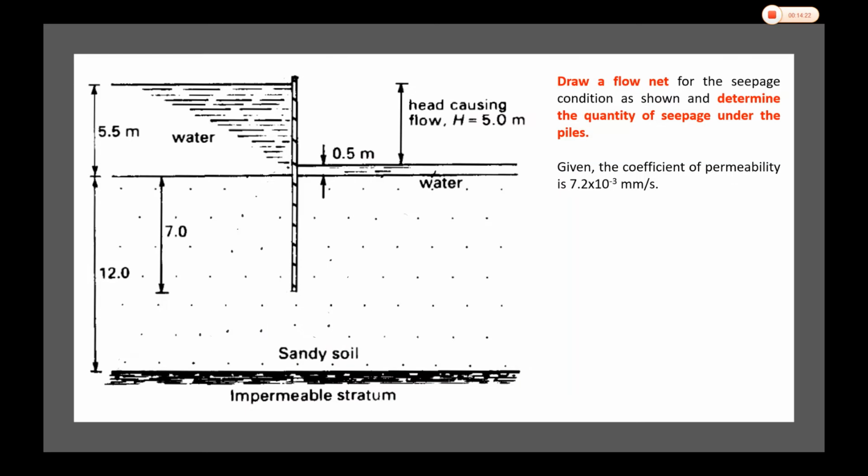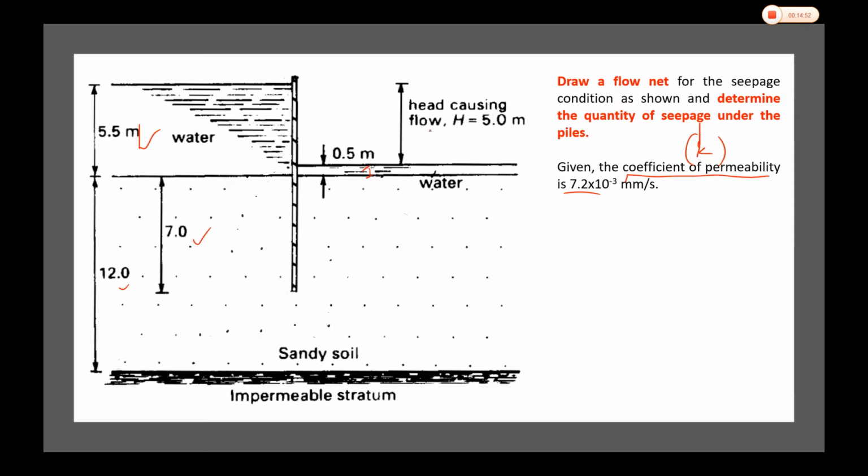Okay, let's look at one example. We need to draw a flow net for the seepage condition as shown and determine the quantity of seepage under the piles. Given the coefficient of permeability, the K value, these are the dimensions: 5.5 meter, 12, 7, the depth of the sheet pile that we embed, and we have the different levels, 0.5 here and also 5.5 meter.